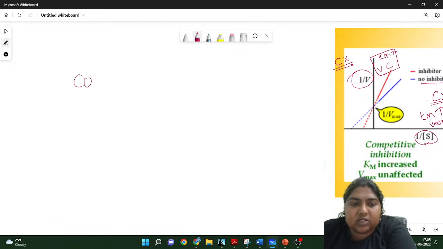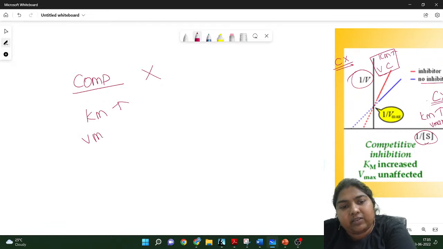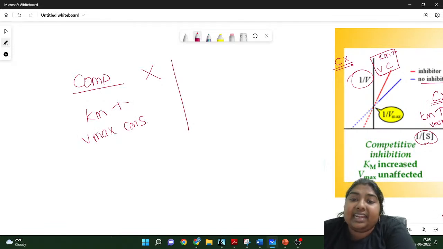Yes, so if it is going to be the competitive, the graph is going to be X-shaped. And what is happening to the Km? Km is increasing. And what will happen to the Vmax? Vmax is the constant. Then, next it is going to be the uncompetitive. Yes, so second point that we saw now, it was the uncompetitive.